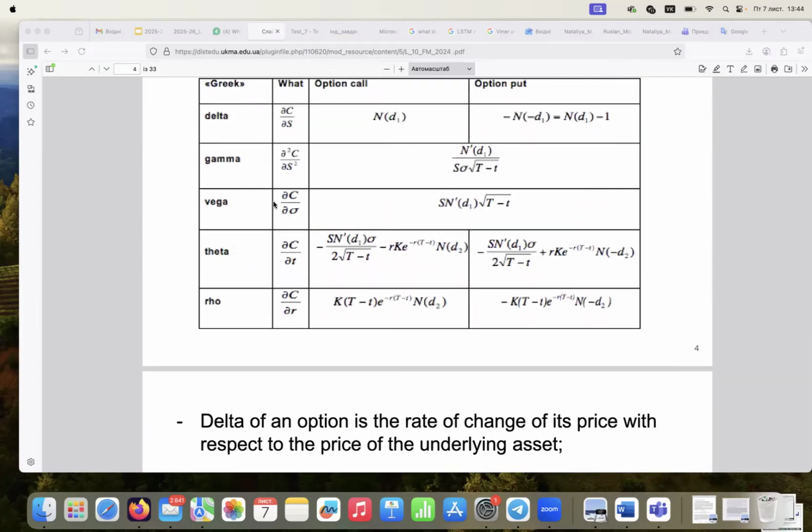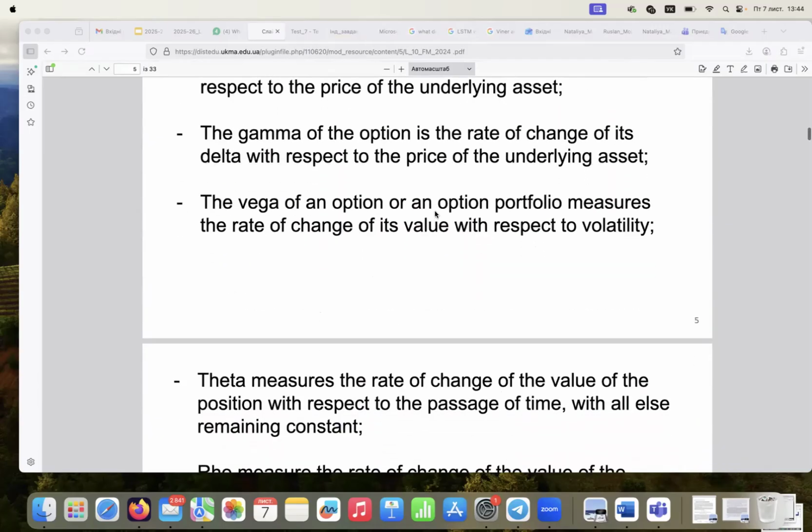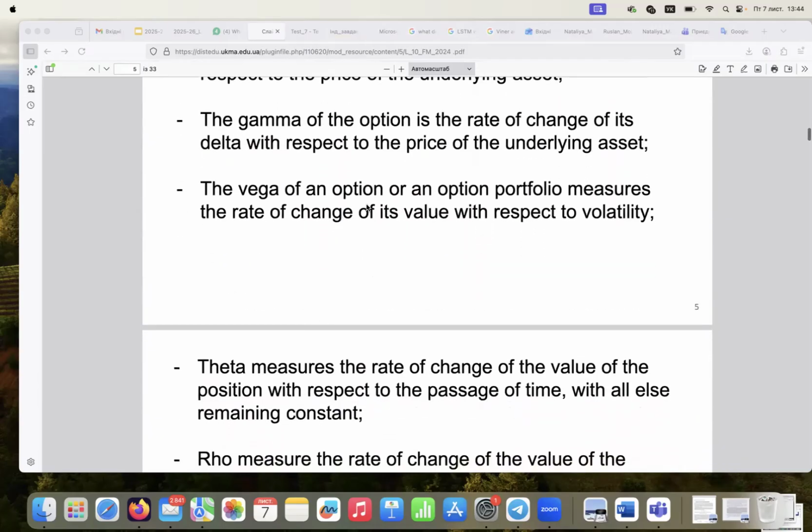Vega is the derivative of C with respect to sigma, to volatility. This means that vega measures the rate of change of its value with respect to volatility.